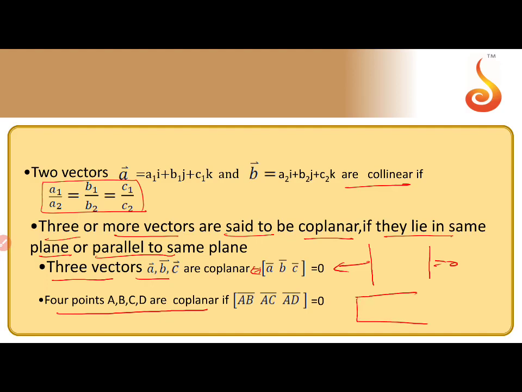Next, 4 points A, B, C, D are coplanar if box AB bar, AC, AD equal to 0. So in this case, the plane is like this. The points are A, B, C, D. You can take the initial point the same. 4 points coplanar means you have to make 3 vectors with the 4 points: AB, AC and AD. So show that box AB, AC, AD equal 0. Then the points are coplanar, and the vectors are also coplanar. Clear this one?